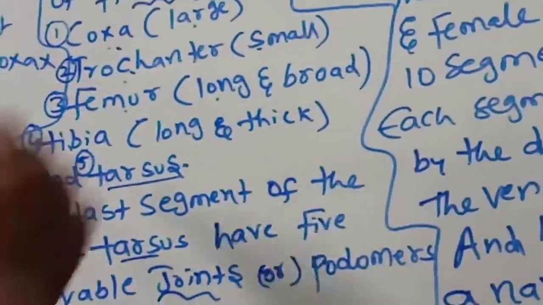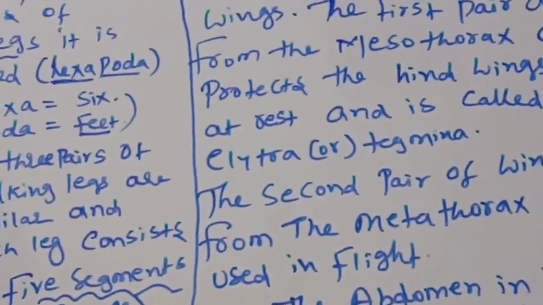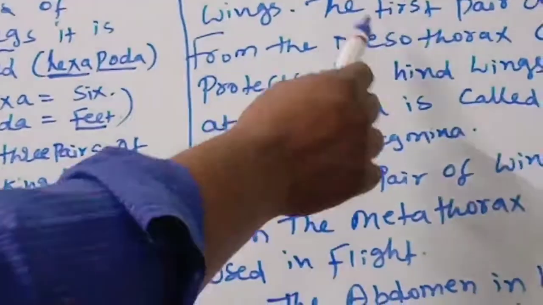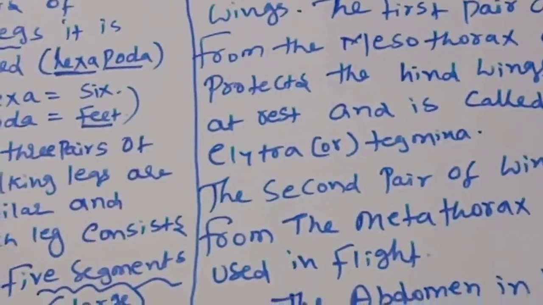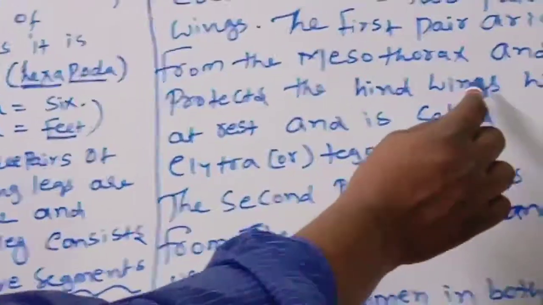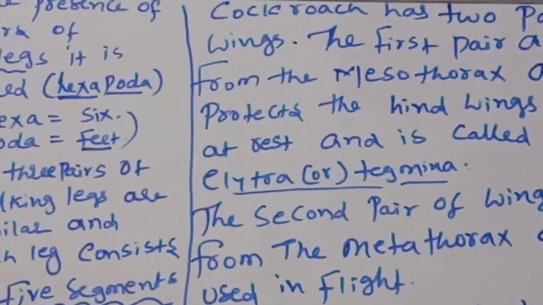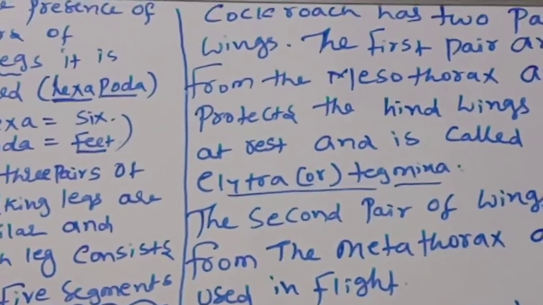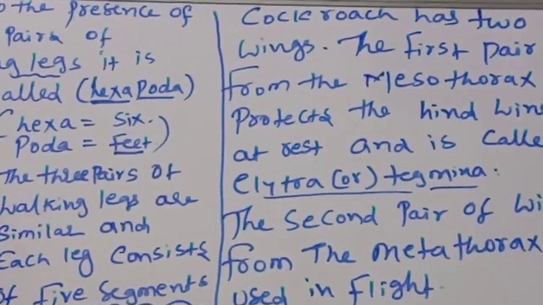We will discuss that. Cockroach has 2 pairs of wings. How many pairs of wings in the cockroach? Only 2. How many pairs of legs? 3 pairs of legs. The first pair arises from the mesothorax and protects the hind wings when at rest, and is called elytra or tegmina.